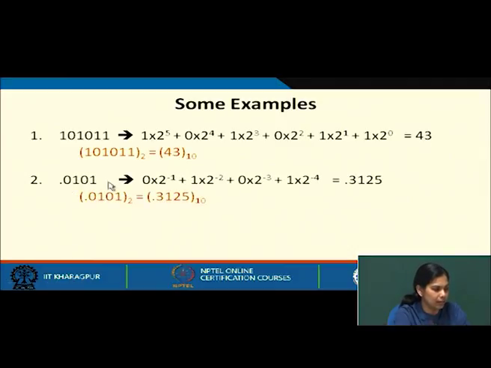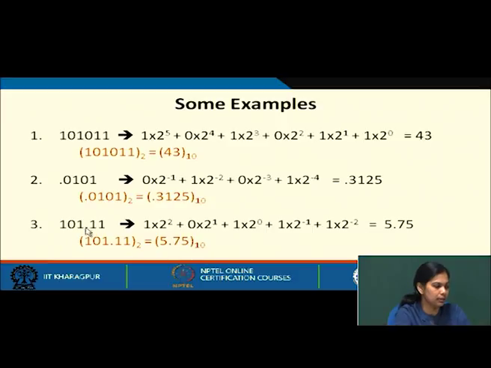Similarly, if we have a fractional part, how can we convert it? We have to multiply with 2 to the power minus 1, because it will start from minus 1, minus 2, minus 3 and minus 4. So, I will be multiplying 0 into 2 to the power minus 1 plus 1 into 2 to the power minus 2 plus 0 into 2 to the power minus 3 and 1 into 2 to the power minus 4, which comes down to 0.3125 in decimal.